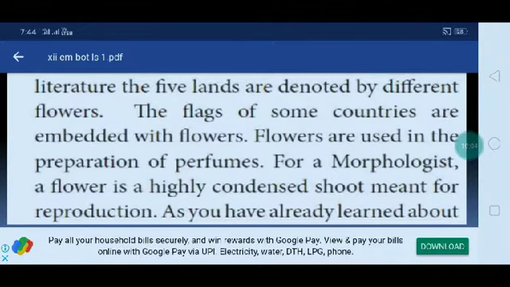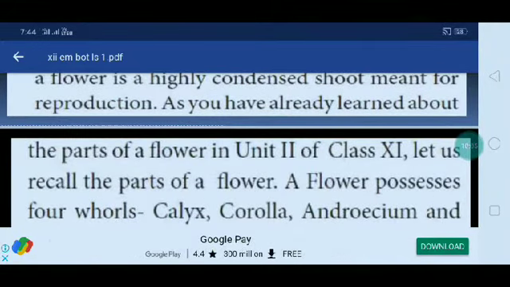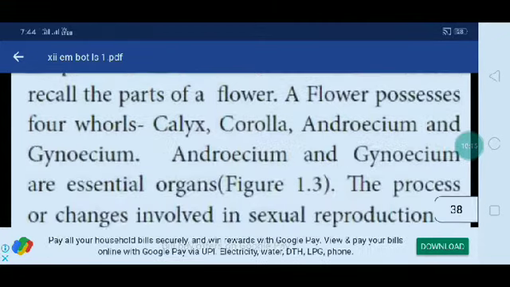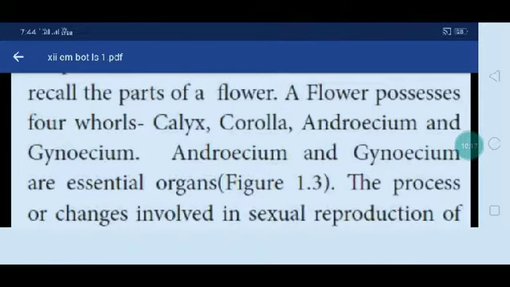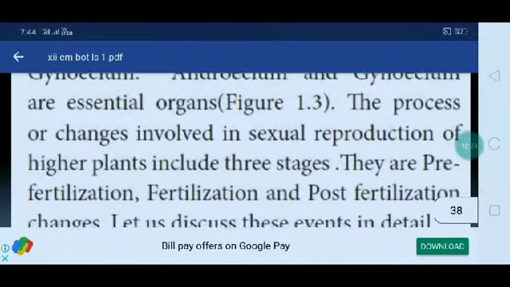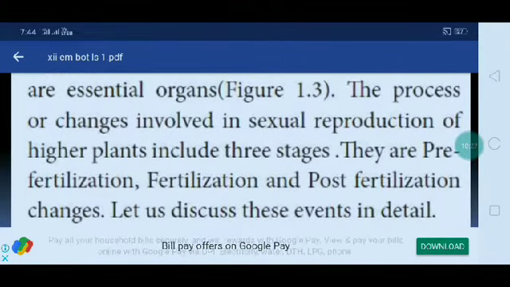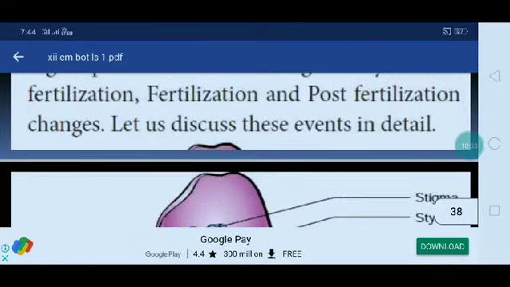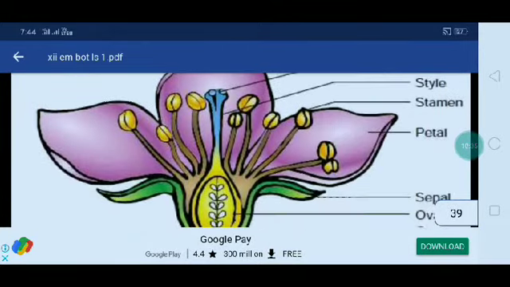As you have already learnt about the parts of the flower in unit 2 of class 11, let us recall the parts of the flower. A flower possesses four whorls: calyx, corolla, androecium and gynoecium. Here the androecium and gynoecium are essential organs of the flower. The changes involved in sexual reproduction of higher plants include three stages: pre-fertilization, fertilization and post-fertilization changes. Let us discuss these events in detail in the next class.